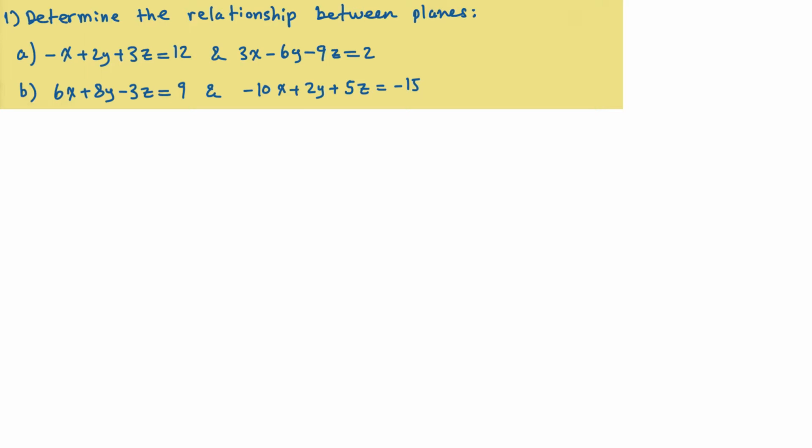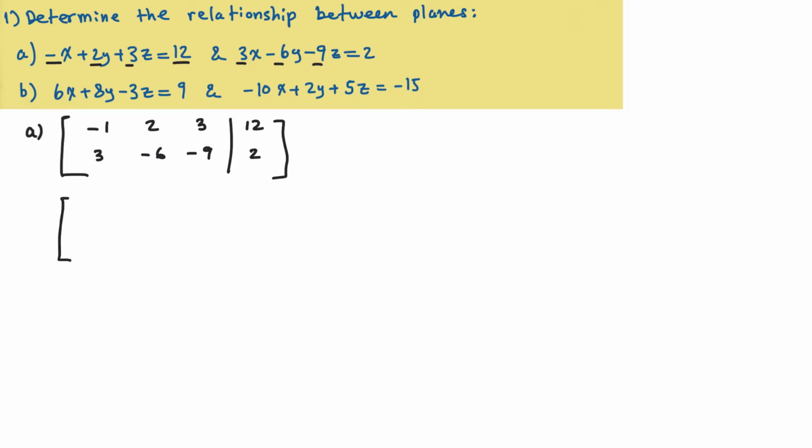We are going to put the two equations within an augmented matrix. So the coefficient of x for my first one is -1, y is 2, z is 3, and my constant is 12. So we get -1, 2, 3, and 12. And for the next one, we have 3, -6, -9, and 2. The goal here is to reduce this value to 0. So let's try to see what operation we need to do in order to do that.